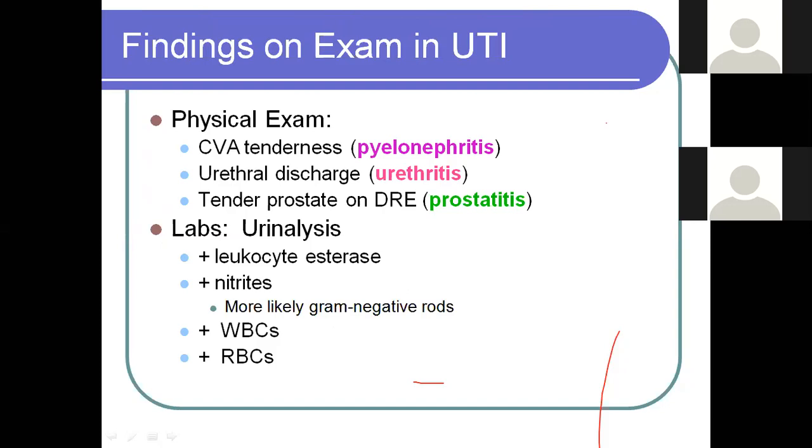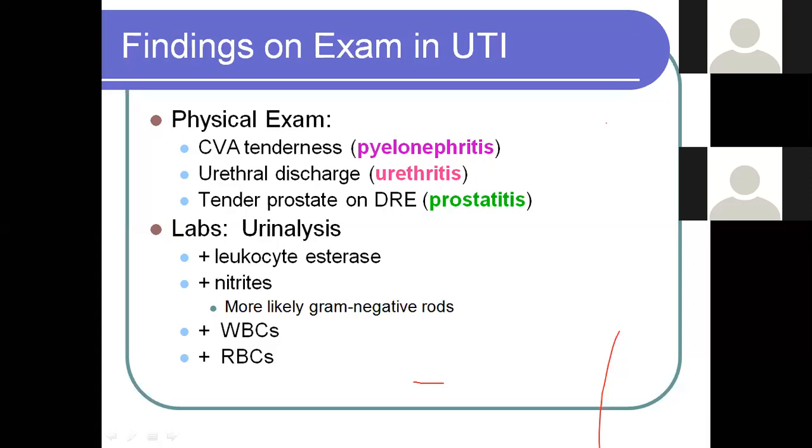While we do the abdominal examination, we can find tenderness in the flank region, which is costovertebral angle tenderness. That is very much suggestive of pyelonephritis. Then the patient can have urethral discharge in case of urethritis. And while we perform DRE, digital rectal examination, the patient can have a tender prostate, which is a sign of prostatitis.